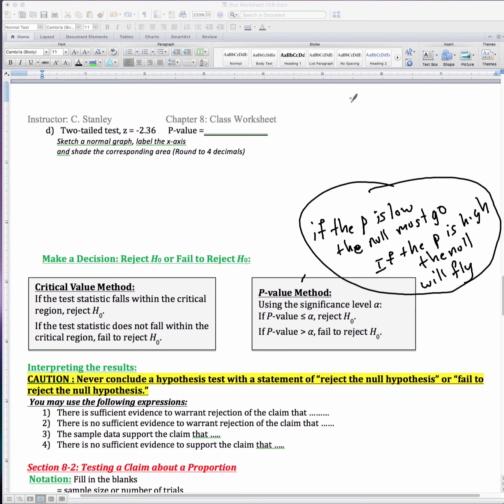That's going to be your step 4. So we got step 1 is going to be a null and an alternative. 2 is going to be your test statistic. 3 is going to be your p-value. And 4 is going to be your decision. And that's going to be your decision, whether you either reject or you fail to reject. This is your decisions right there.